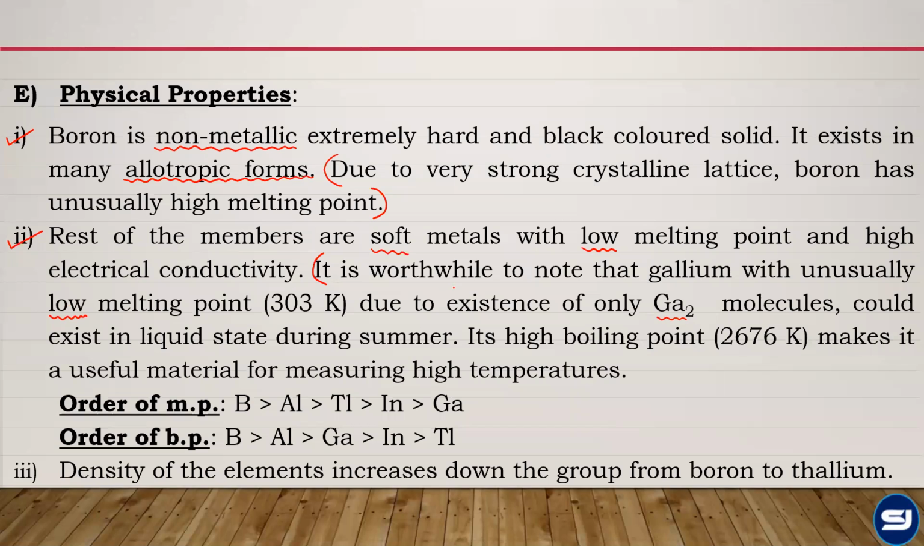It melts even at room temperature, and that is the reason it could exist in liquid state during summer. Its high boiling point makes it a useful material for measuring high temperature. So the melting point of gallium is low, but the boiling point is high. Boiling point is determined with respect to the intermolecular attractions. Boiling point relates to intermolecular attraction, and melting point depends on the internal lattice structure. So this is very important to be noted over here.